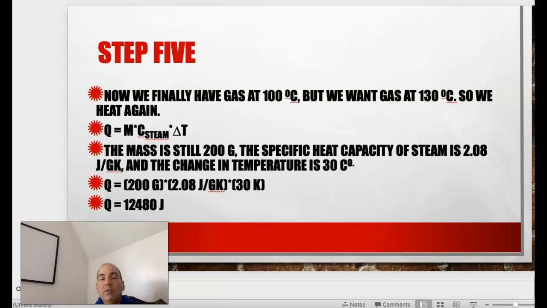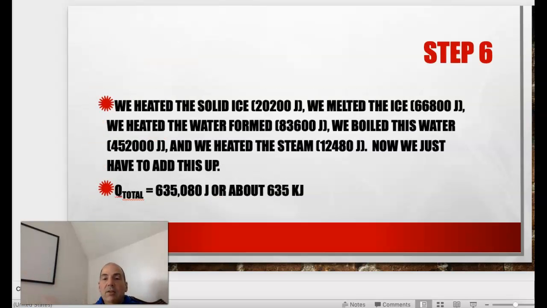Okay, but now that we're at the final temperature, we have to keep in mind that the question said how much total energy is needed. So now we got to add up all the steps. We take each individual step from heating the solid, melting it, heating the water, boiling it, heating up the steam. When we add that all up, we get around 635,000 joules, or 635 kilojoules. Sometimes I will ask for kilojoules just because I don't want to have to deal with those extra digits, and it's easier from a sig fig point of view if we do that anyway.